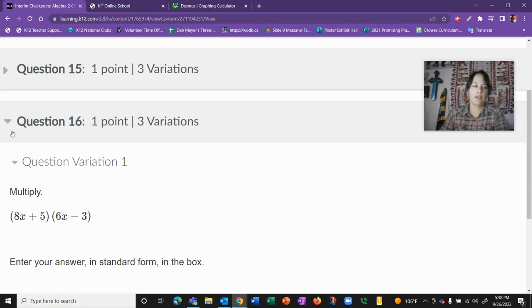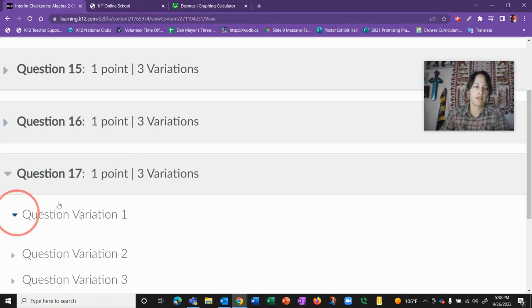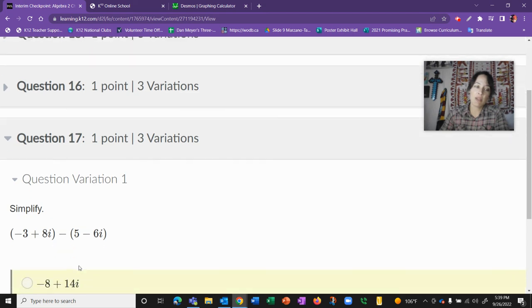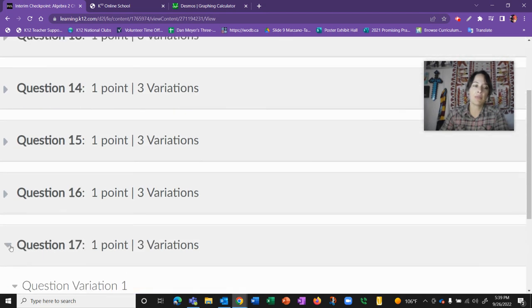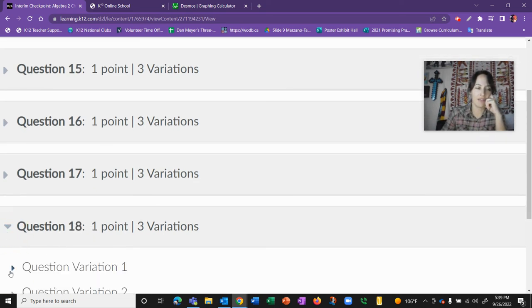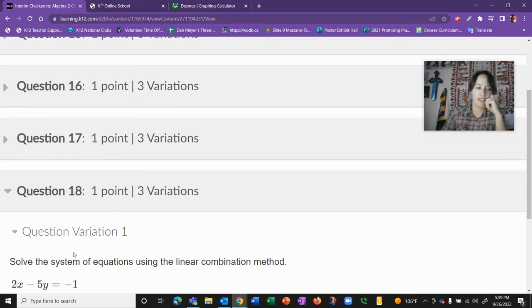Multiplying, FOIL, you've got this. Simplifying complex numbers, you've got this. Just like combining like terms. Just again, that trip step. Don't forget about that negative, right? Nothing is being multiplied. That's a freebie. It's a freebie. I'm going to stop there. It just shot down there for you. Okay?